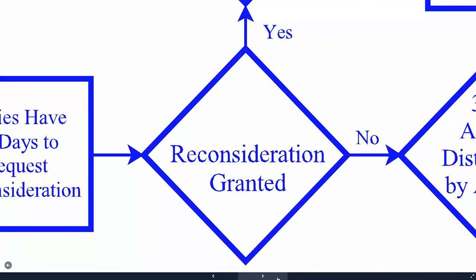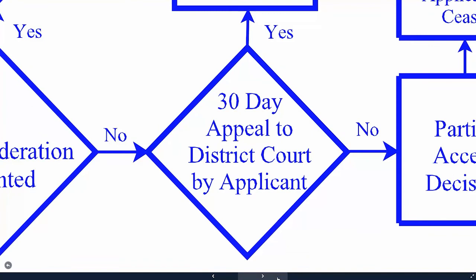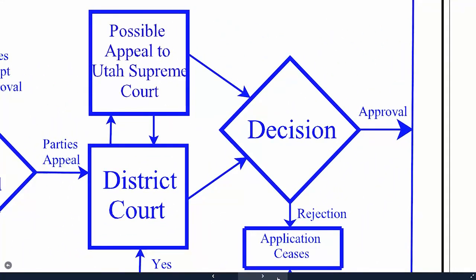Now let's look at the remedies if reconsideration was not granted. A party may, within 30 days, file for judicial review with the appropriate district court. Again, the result of a judicial review will be a decision by the court. The decision may be consistent with the order of the state engineer, or it may reverse the state engineer's decision. If the court's decision approves the application, the applicant may proceed with developing the project. If the order by the court rejects the application, the application will cease. A party may file for an appeal of the district court's decision with the Utah Supreme Court.